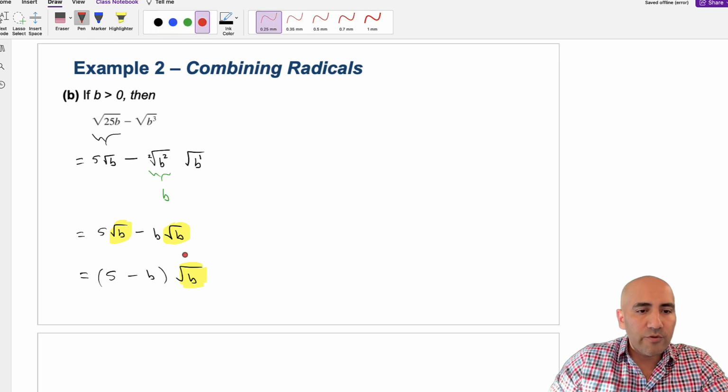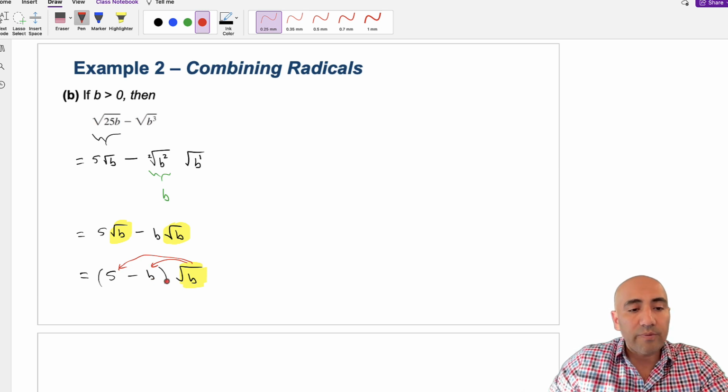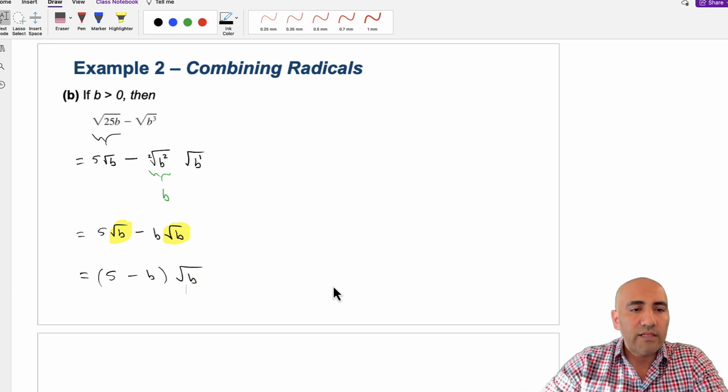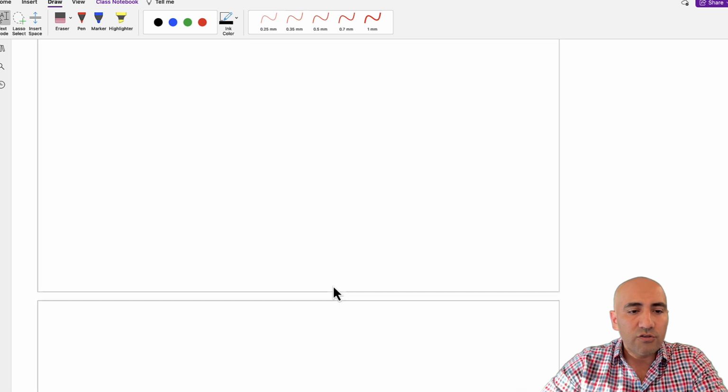We're used to distributing where we take a term and we multiply each term by it. So 5 times root b is 5 root b, minus root b times b is equal to b root b. So it's kind of like the reverse of distribution: factoring. And that's about as much as we can do. So there's our final answer. Okay, let's see what your author has as a solution for these.